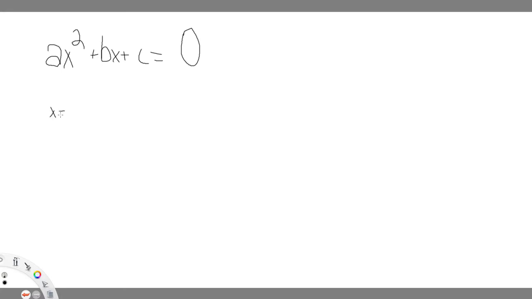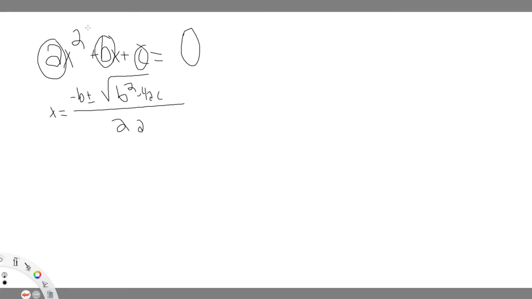So, x equals negative b plus minus the square root of b squared minus 4ac over 2a. Alright, so basically, judging by this standard form, a is the first number, b is the second number, and c is the third number. A is the coefficient of x squared, b is the coefficient of x, and c is just alone. Now, we can use those rules to solve this quadratic.